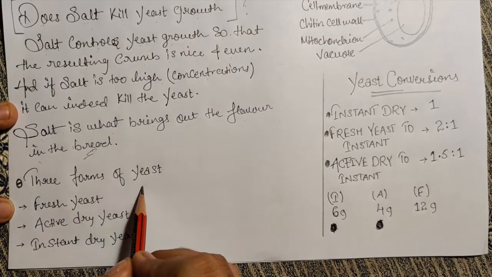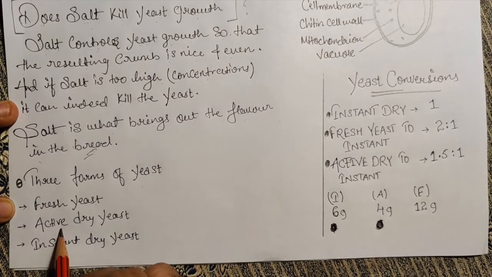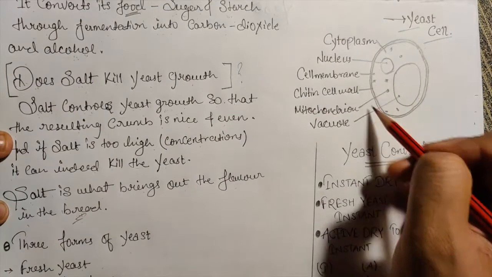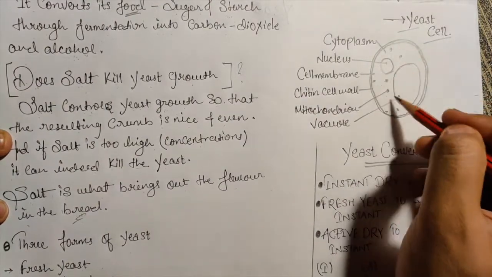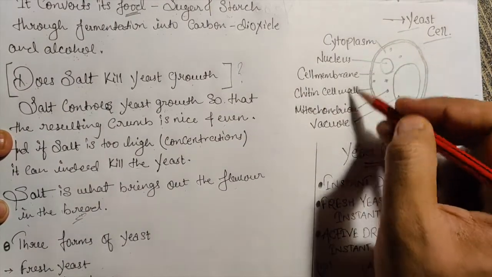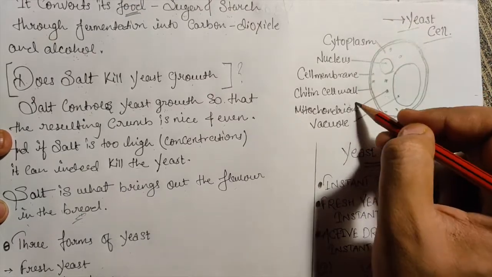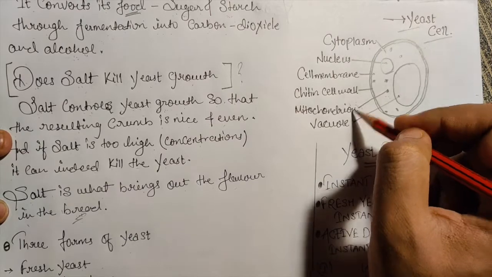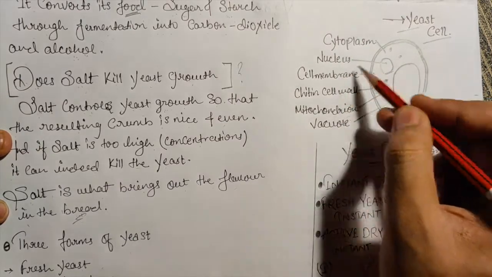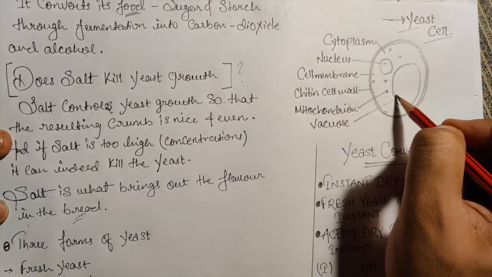Let's see the 3 forms of yeast. The first is fresh yeast, then active dry yeast, and instant dry yeast. This is the yeast cell that I have made. This is what exactly yeast looks like. This is not that important, but I just shared it if you really want to know. Here we go. You can see here 1, 2, 3, 4, 5, 6, a total of 6 inside the one yeast cell. Clear?